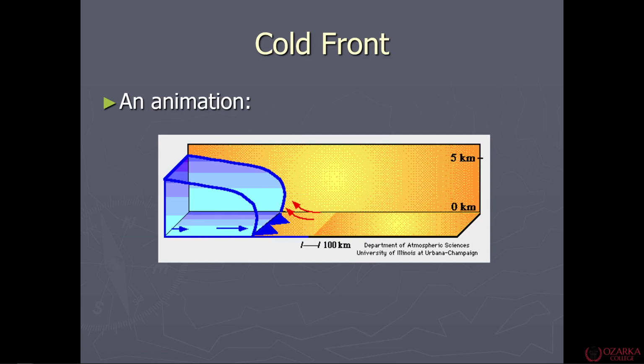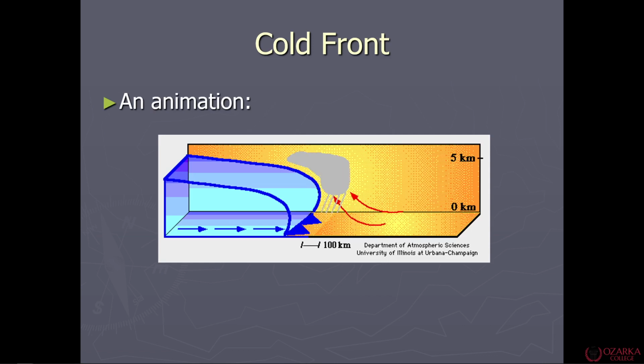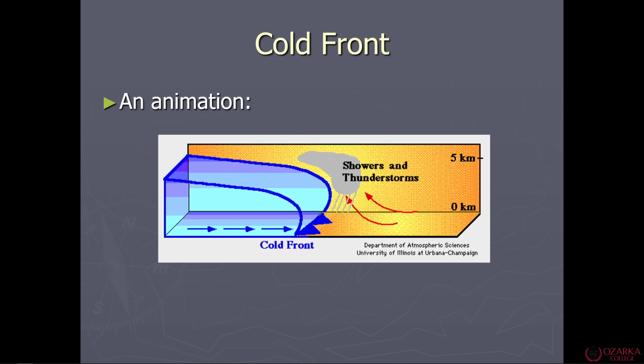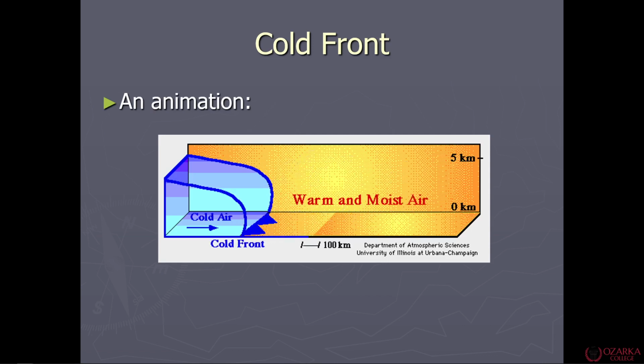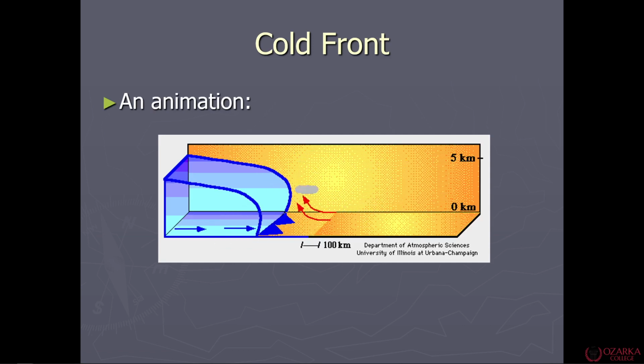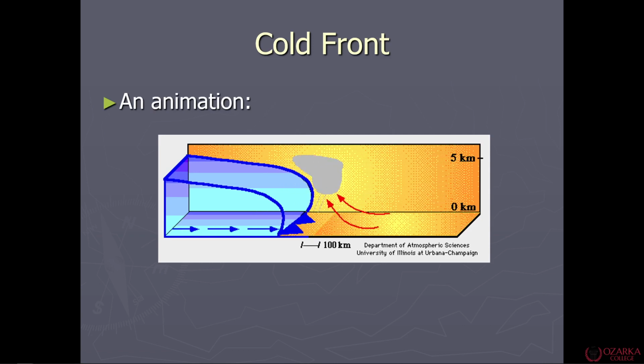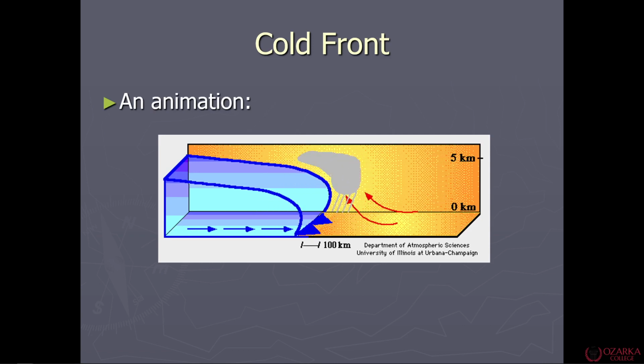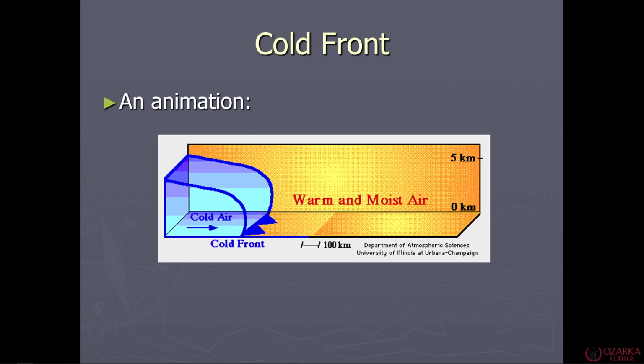So this is an animation of a cold front. You see the slope there, and you see how the clouds are formed. The showers and thunderstorms start. As the cold air advances, the warm air is lifted, and therefore you have the cloud formation and the thunderstorm formation. So the cold front, so what do we need for our thunderstorm formation?